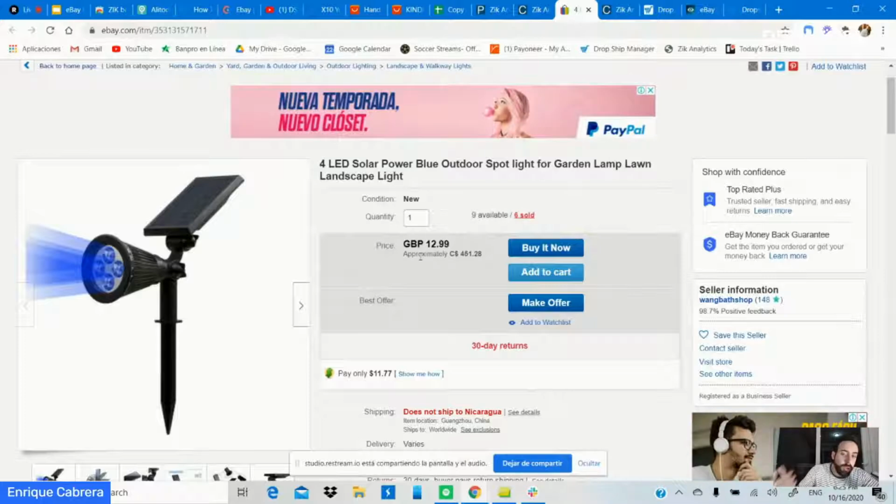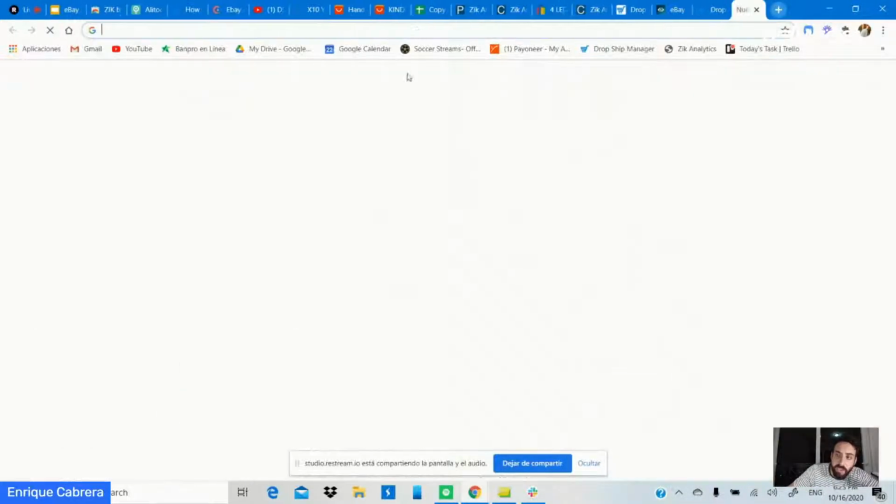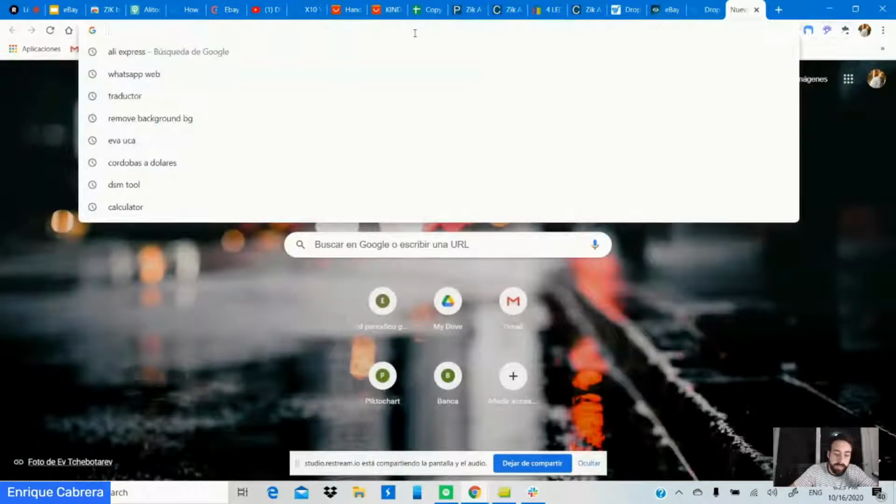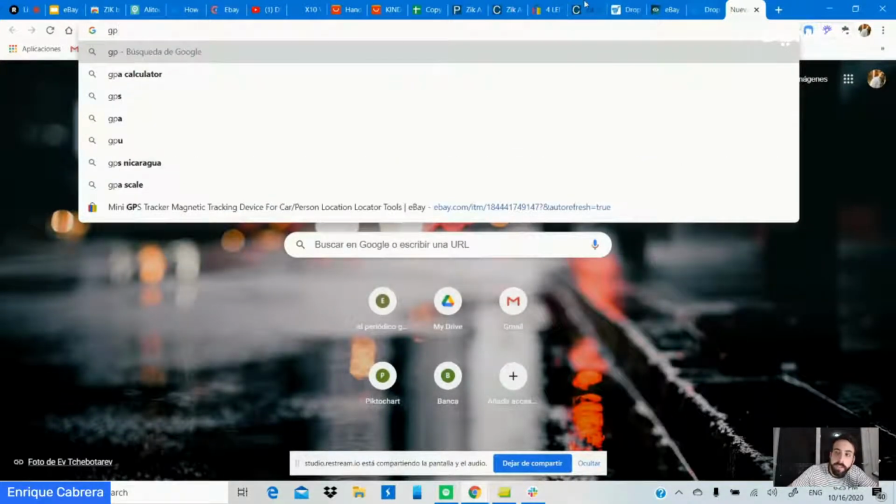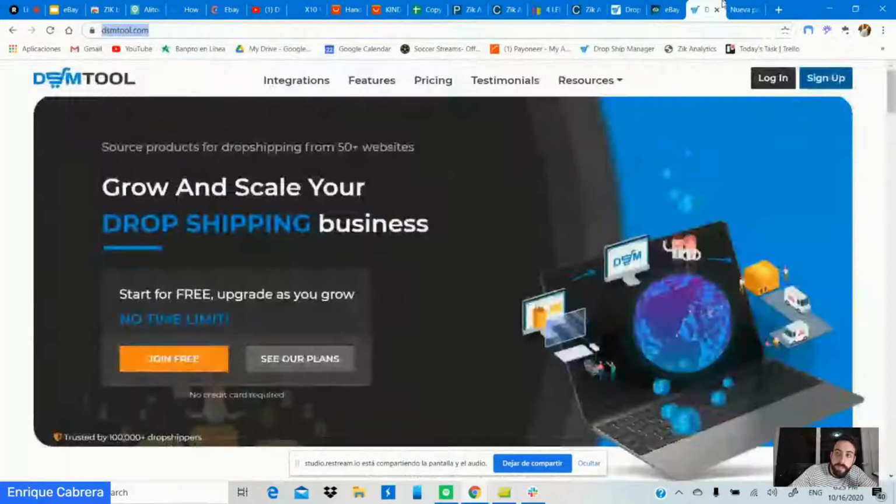So what you can do to find out how much the sterling pound is, just go to Google and put, let's see. Wait, hold on, let's see. There you go.